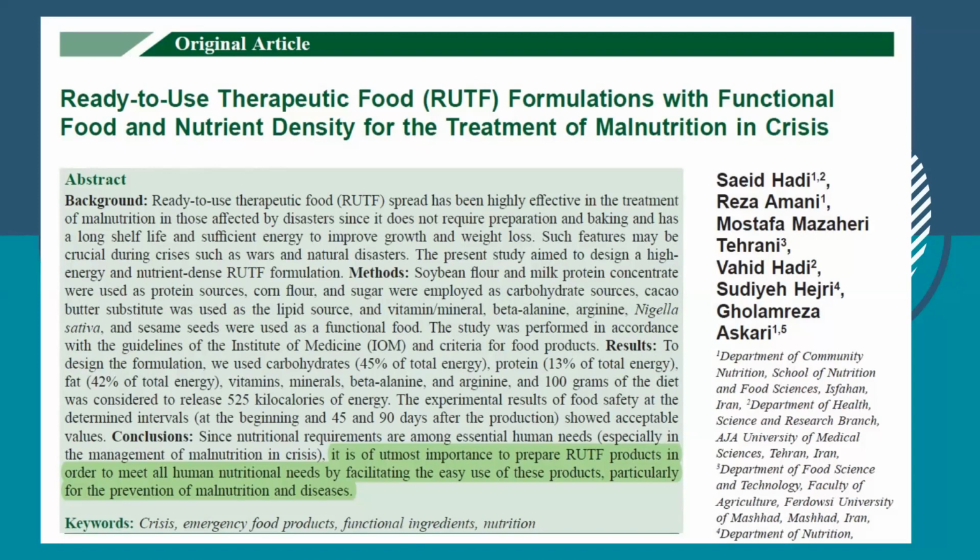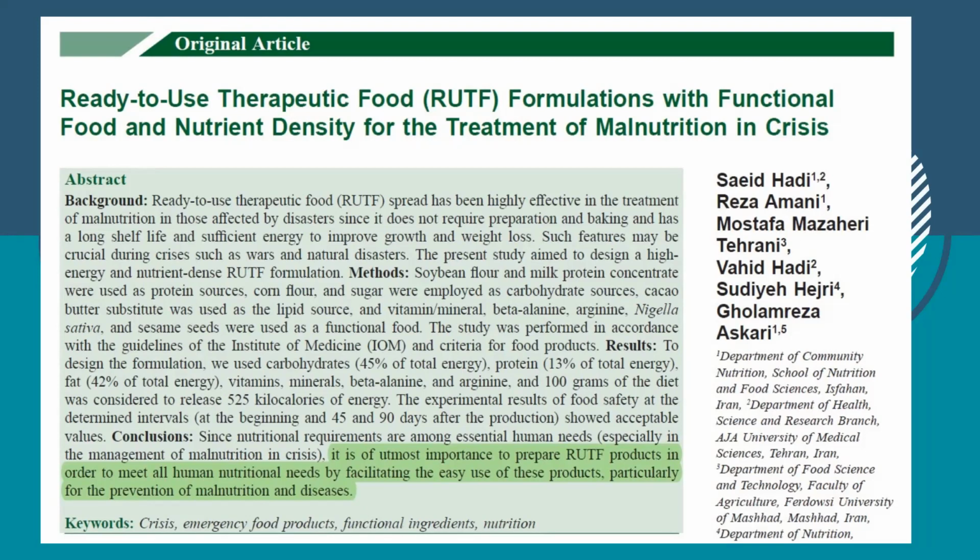The present study aimed to design a high-energy and nutrient-dense, ready-to-use therapeutic food formulation. Soybean flour and milk protein concentrate were used as protein sources. Corn flour and sugar were employed as carbohydrate sources. Cacao butter substitute was used as the lipid source, and vitamin, mineral, beta-alanine, arginine, nigella sativa, and sesame seeds were used as a functional food.